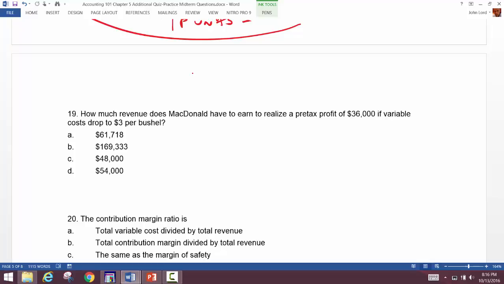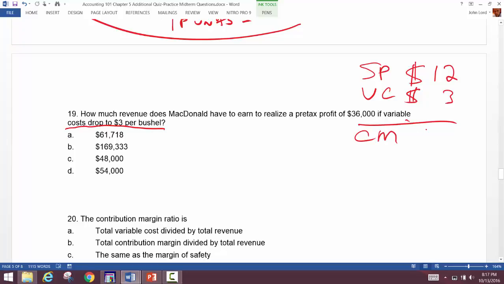So now what's happening? Now we're sitting here and they say, what if the cost drops $3 per bushel? Well, if the cost drops to $3 per bushel, what's our sales price? 12. If our variable cost now has come to $3 per bushel, that means that my contribution margin is now what? $9 per bushel, right? Okay.